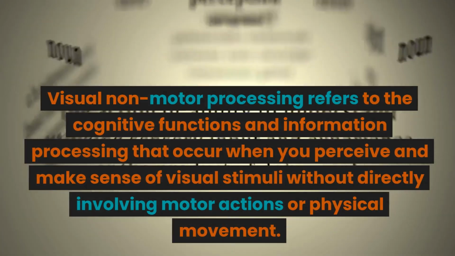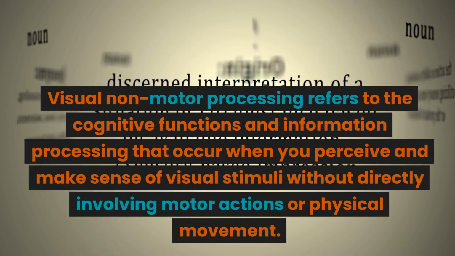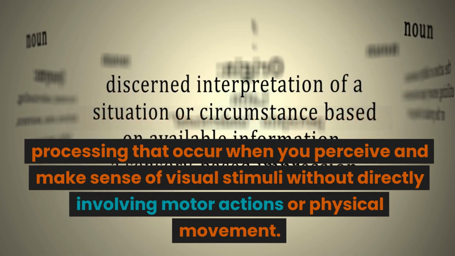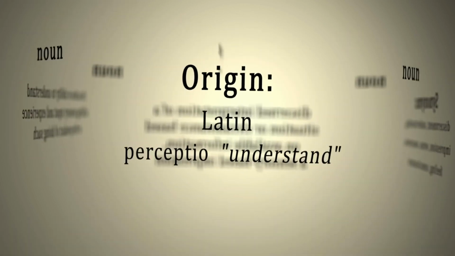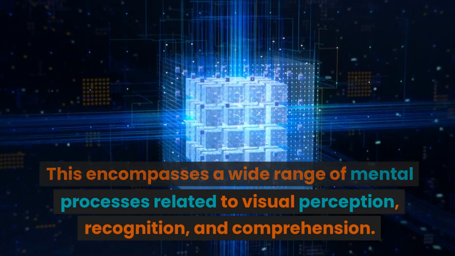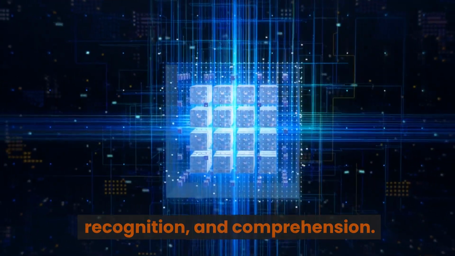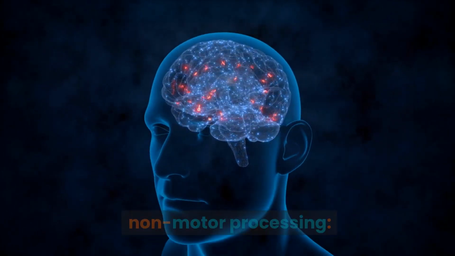Visual non-motor processing refers to the cognitive functions and information processing that occur when you perceive and make sense of visual stimuli without directly involving motor actions or physical movement. This encompasses a wide range of mental processes related to visual perception, recognition, and comprehension. Here are some key aspects of visual non-motor processing.